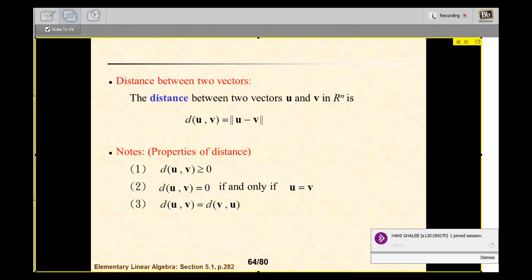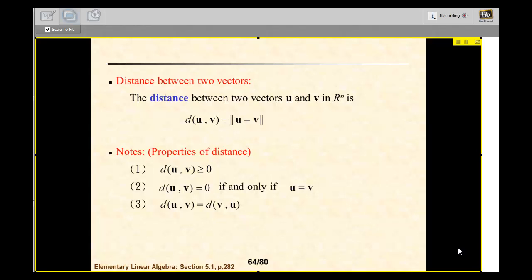So, the distance between two vectors U and V. As you know, that distance can never be negative, and the distance is 0 if and only if the two vectors are equal. The distance of UV is equal to the distance of VU; both are the same thing. There is no change.